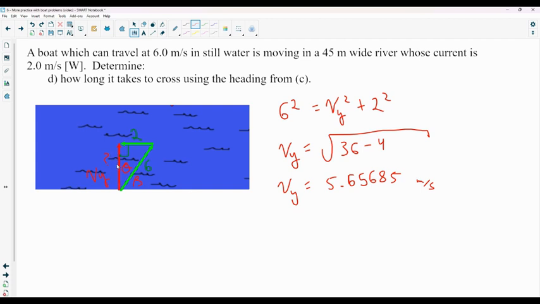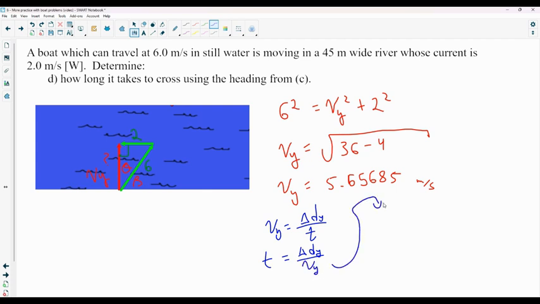So now it's just a simple basic motion formula. We want to figure out how fast we're getting across the river. So we'll say, okay, velocity in the y direction is displacement in the y direction divided by time. Let's plug in our values. Actually, let's rearrange this formula first. That's going to make our lives a little easier. So t is delta dy over the velocity.